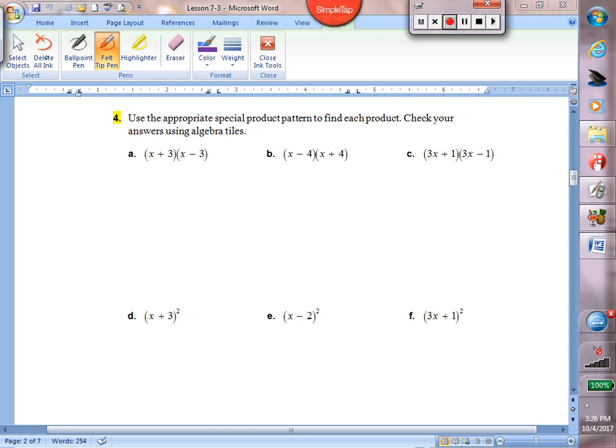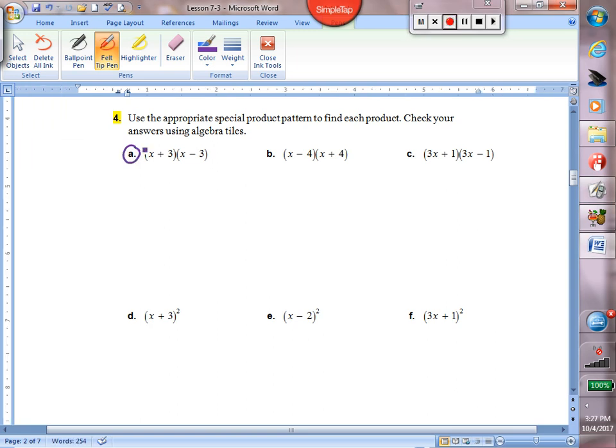If we take a look at example A, what I would like you to do is use whichever method you like, so distributing, box, or FOIL, and multiply those two binomials together. Whichever of the three methods you used, you should have gotten x squared minus 3x plus 3x minus 9 before you simplified. Then after you simplified, we combine our like terms, and we end up with x squared minus 9.